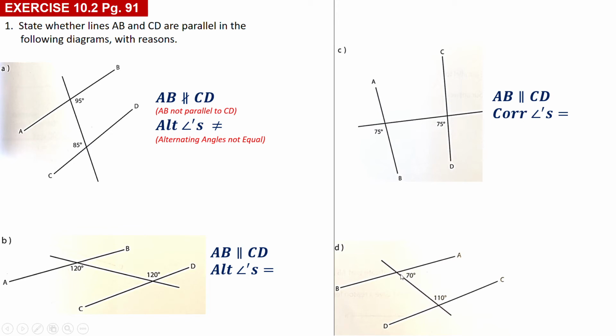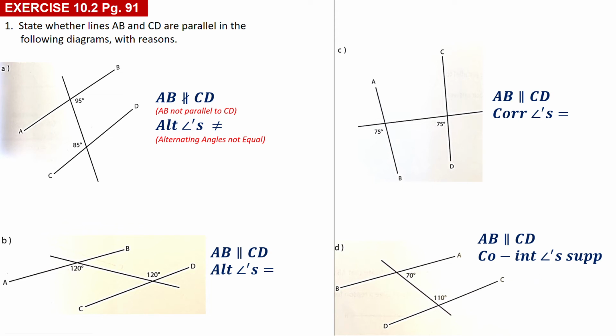And then the last one, you've got a U shape. So with my U shape, it's co-interior angles and they must add up to 180. So 70 plus 110 is 180, so that means that the lines abide by co-interior angles, which means they must be parallel. So AB is parallel to CD because the co-interior angles are supplementary, or the co-interior angles add up to 180.